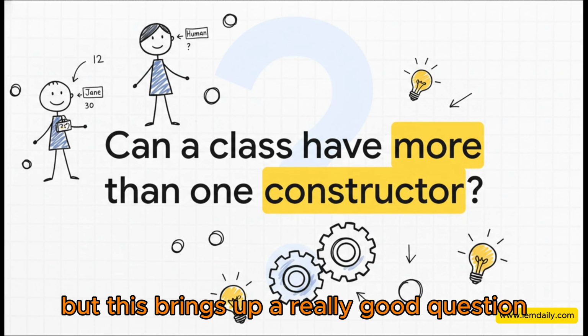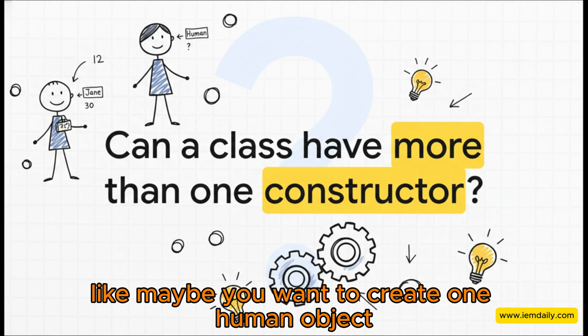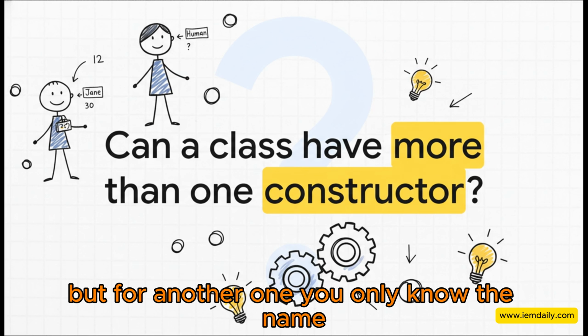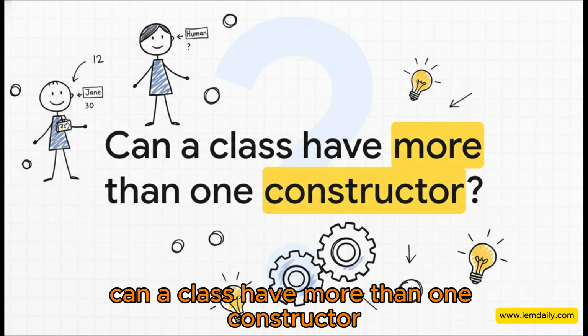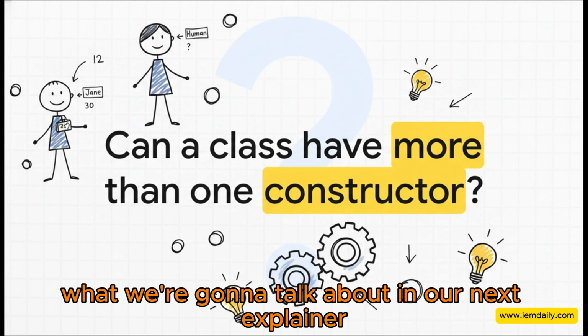But this brings up a really good question. What if you need to create objects in different ways? Like maybe you want to create one human object where you know the name and the age, but for another one you only know the name. Can you do that? Can a class have more than one constructor? Well, yes, it can. And that's a concept called constructor overloading, which is exactly what we're going to talk about in our next explainer.